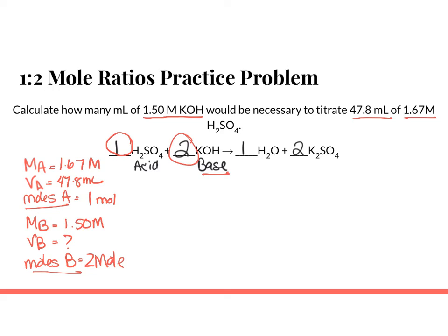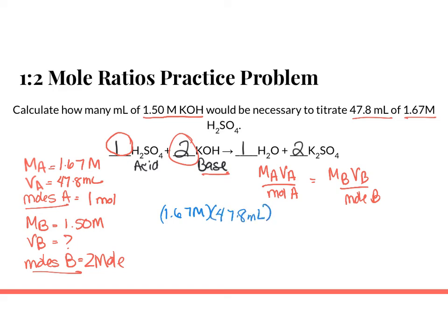I know my equation is still going to be MaVa over mole A equals MbVb over mole B. Now I'm just going to plug these values in. So 1.67 molar times 47.8 milliliters over 1 mole equals 1.5 molar times Vb, because that's the one we're looking for, over 2 mole.